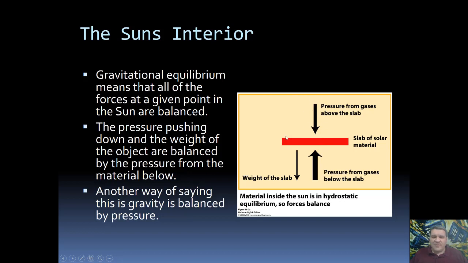Now this pressure from the gas above and the weight of the slab are both just caused by gravity, so it's gravity pulling that stuff in. The pressure that's pushing out is electromagnetic pressure, because of the motion of the particles pushing out. So really, we only have to worry about two pieces: gravity pulling stuff in, and pressure pushing stuff out. We've got gravity trying to crush everything, and pressure trying to blow everything apart. So gravitational equilibrium means gravity pulling in and the pressure pushing out have to be balanced.